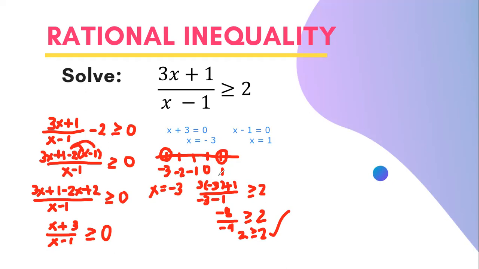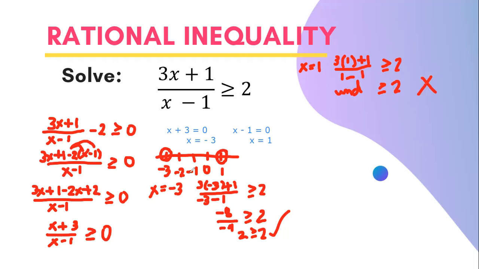Okay? Now let's have x equals 1. When x is equal to 1, what do you think will be the value of our expression? So we will have 3 times 1 plus 1 over 1 minus 1. What do you think will happen to the denominator of your fraction? 1 minus 1 is 0. And if the denominator is 0, then that means it becomes undefined. And is undefined greater than or equal to 2? Well, it's not. So that means 1 is not included in your solution set.